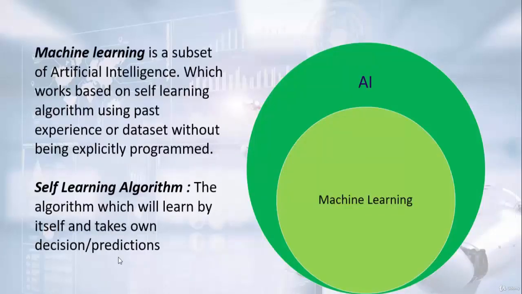A short recap: definition of machine learning. Machine learning is a subset of artificial intelligence. It means in artificial intelligence, we have many areas. In that, machine learning is one of the subsets. So we should not think artificial intelligence and machine learning are the same. Both are different. It works based on a self-learning algorithm using past experience or data set without being explicitly programmed. It means the self-learning algorithm even works for a new scenario which is not programmed.